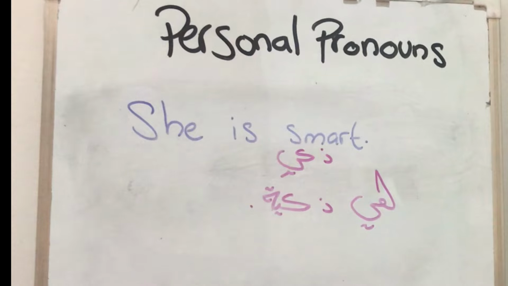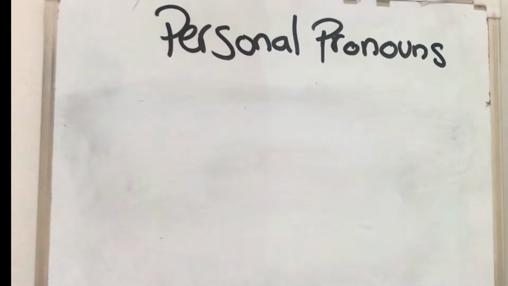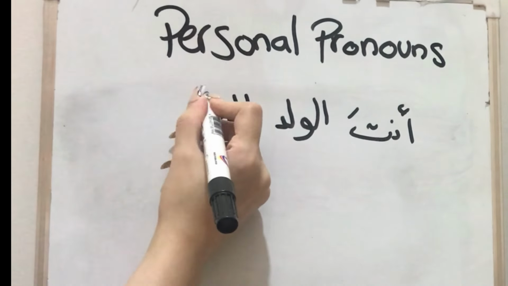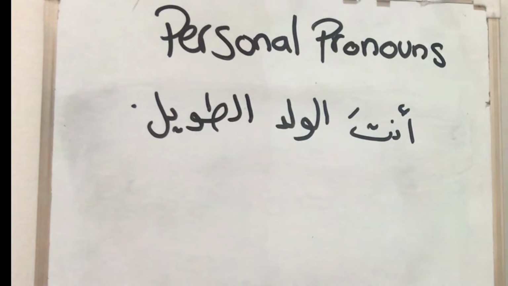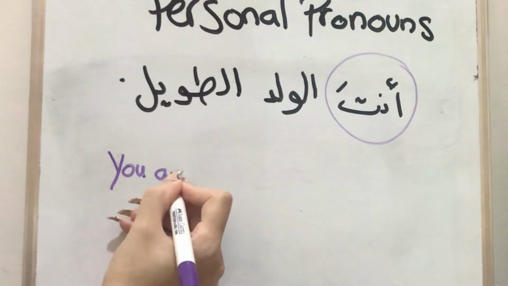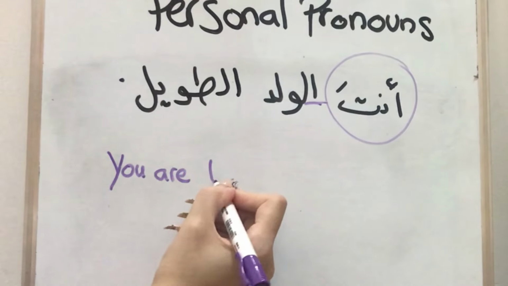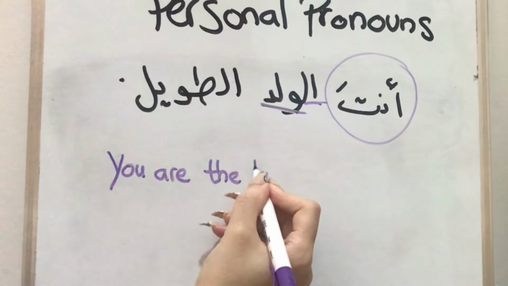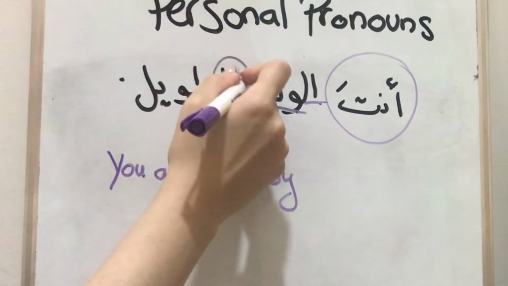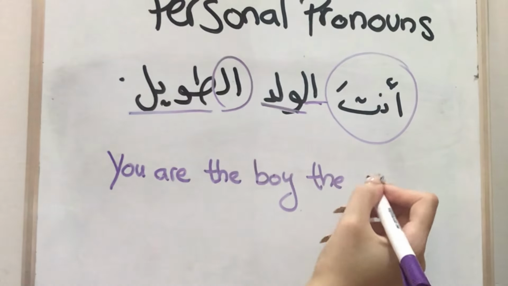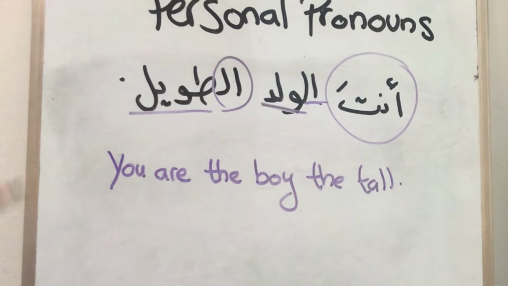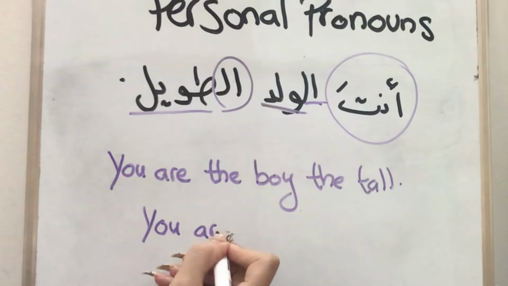Now I want you to translate this sentence for me. I'm going to write it in Arabic and you have to write it down in English. The sentence is أنت الولد الطويل. Let's solve it together. أنت is you are. There is L, so the. الولد means boy, and الطويل, there is L, means tall. You are the boy that tall. Yes, it doesn't make sense. If we want to structure it in English, we say you are the tall boy.